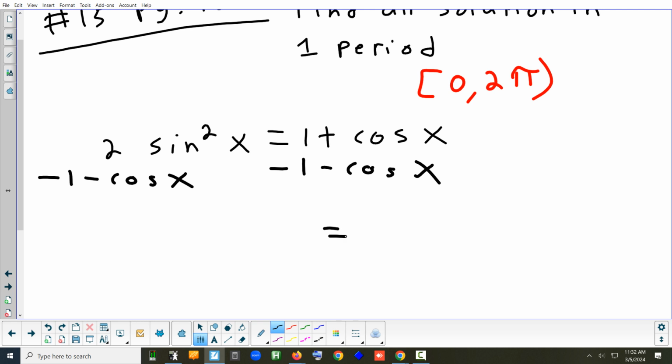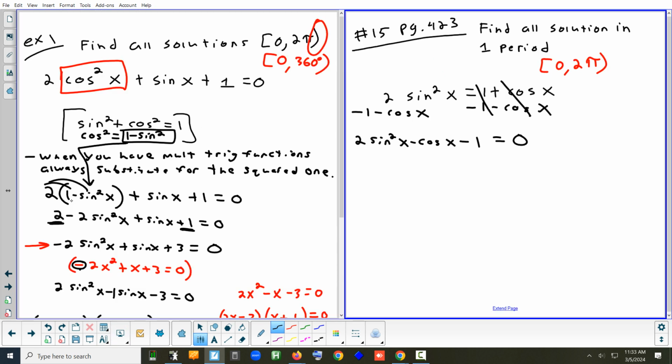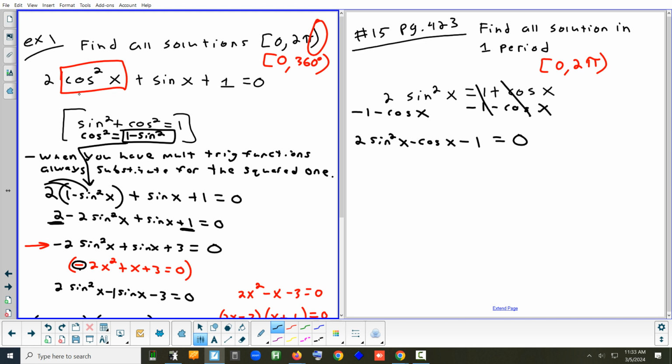What's on the right side now once you subtract that? 0. That's gone. Now on the left side, you get 2 sine squared x minus cosine x. And since we know this is going to be kind of like a quadratic, you always put the number at the end. Minus 1. So it's similar to the last one, except instead of a plus 1, it's a minus 1. Instead of a cosine squared, it's a sine squared, but you're still going to do it exactly the same way.